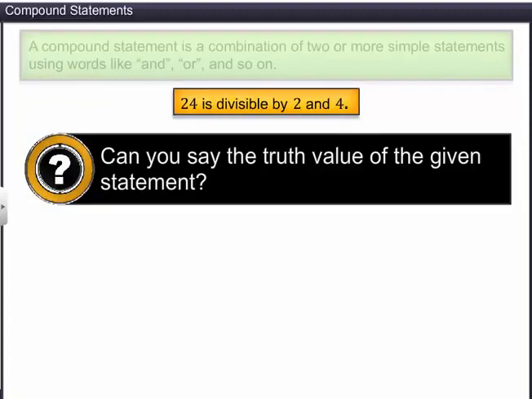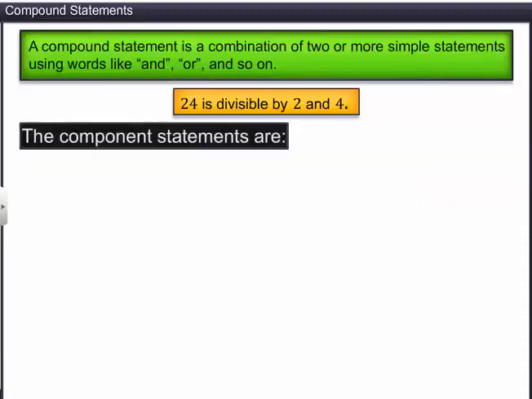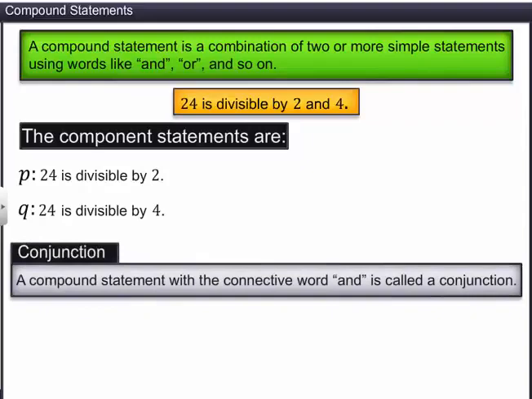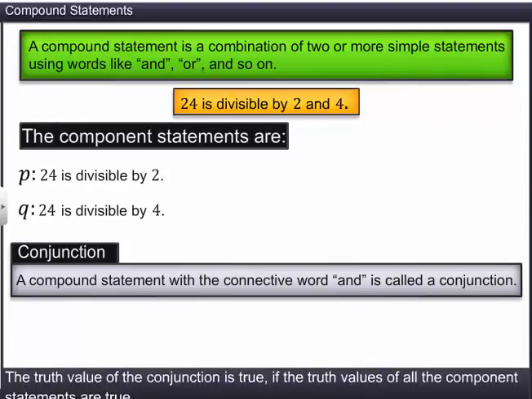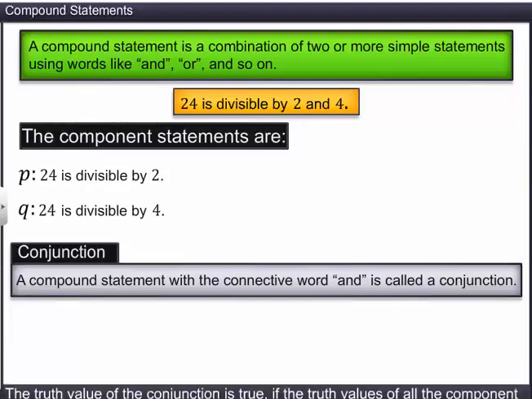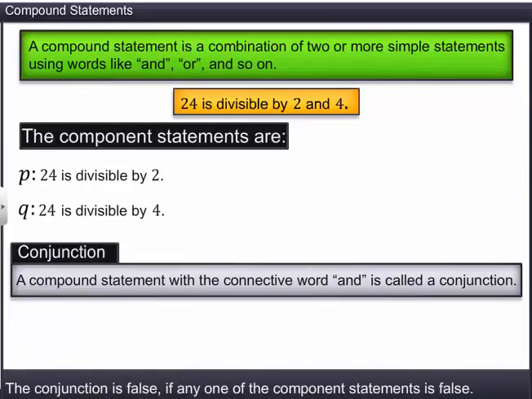In order to determine the truth value of the compound statement, we first need to find its component statements. The component statements of the given statement are 24 is divisible by 2, and 24 is divisible by 4. The connective word is and. A compound statement with the connective word and is called a conjunction. The truth value of a conjunction statement depends on the truth values of its component statements. The truth value of the conjunction is true if the truth values of all the component statements are true. The conjunction is false if any one of the component statements is false.